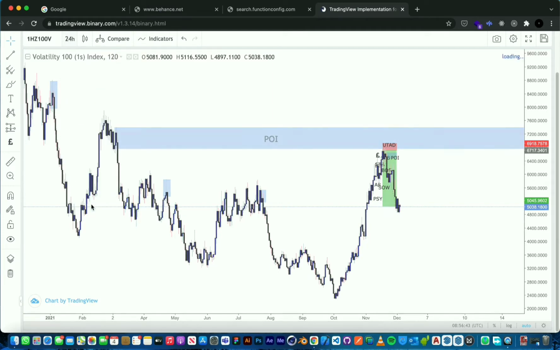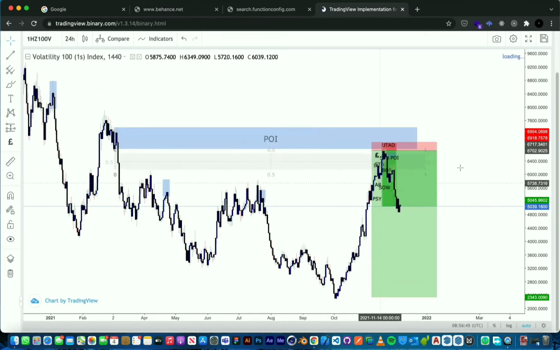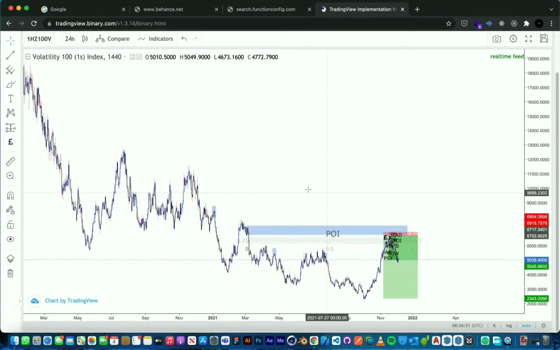Right in front of me is Volatility 100S, a synthetic index. A lot of people have been asking me how I pick my trades.